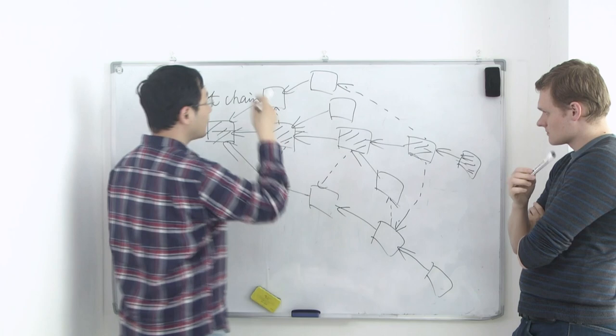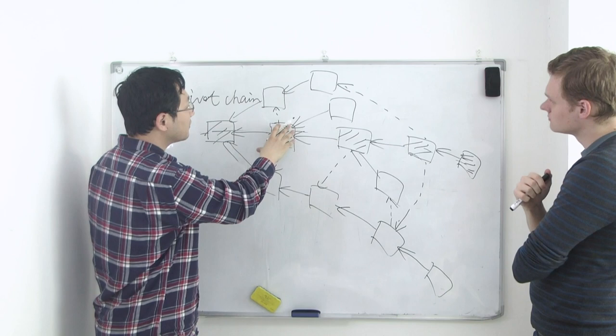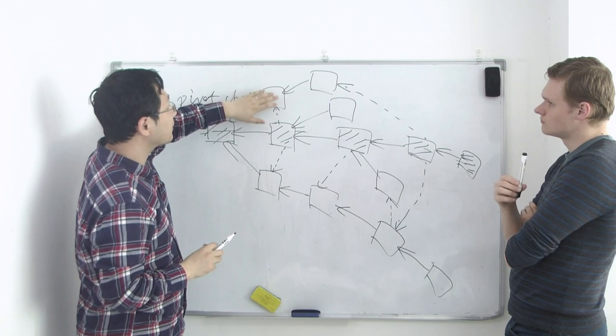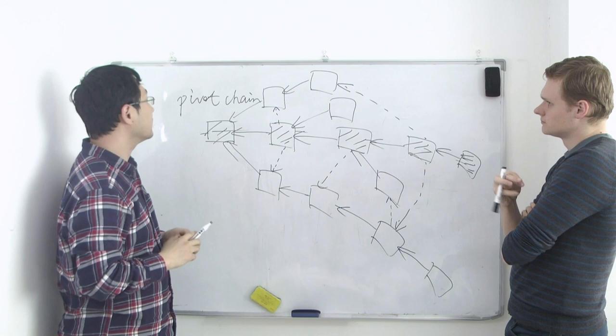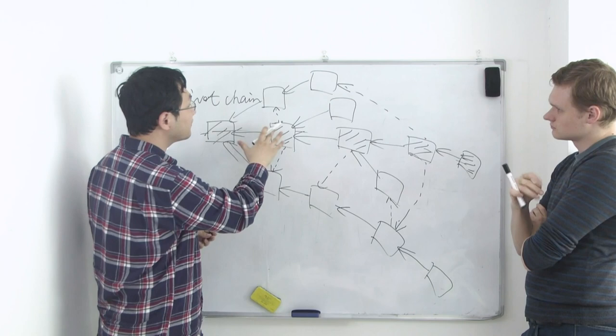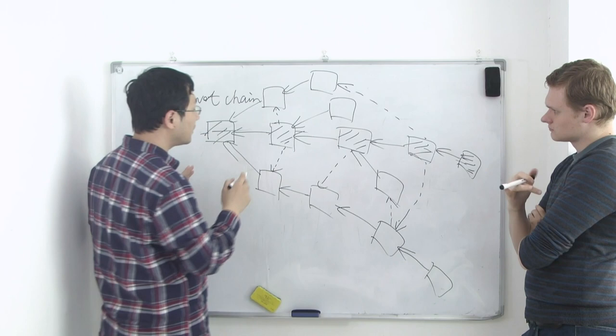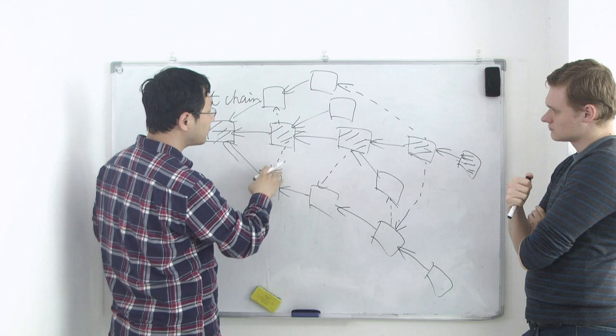The reference edge says, I saw this block before generating this one, so it happened earlier, but I don't think this is the pivot block. So it's some block off the pivot chain. For every pivot block, we now have a time, right? We have a partial order for the pivot blocks. And for other blocks, we see which one is the first pivot block that references this block.